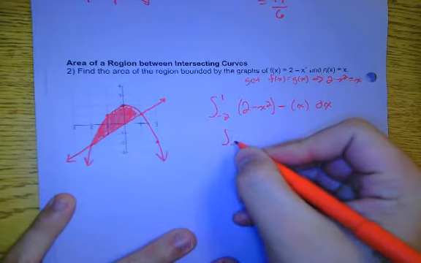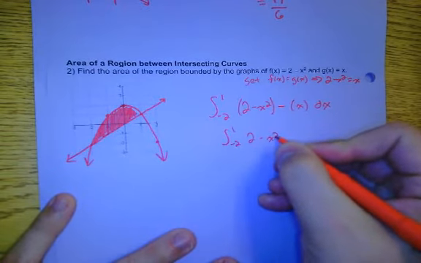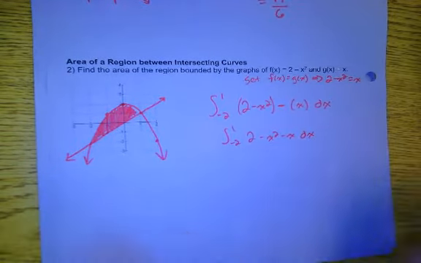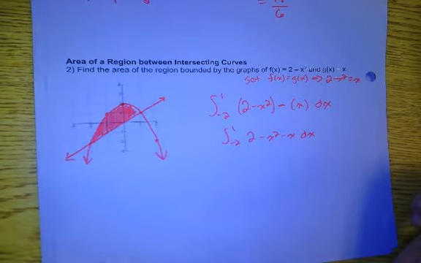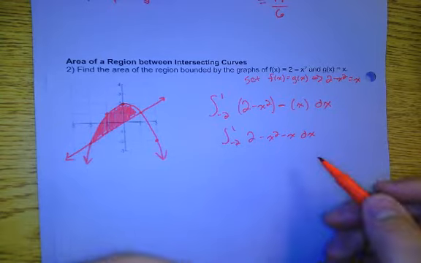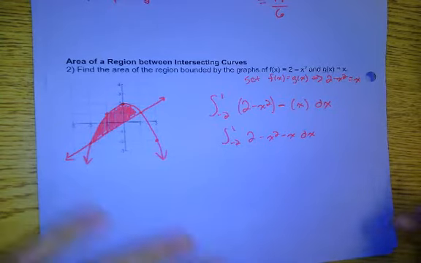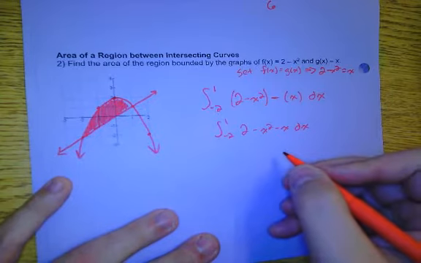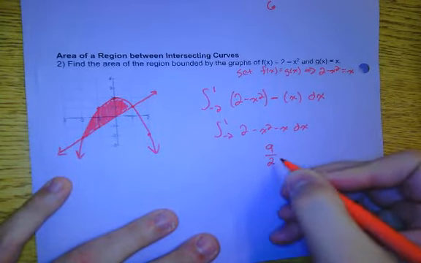So this will be written as the integral from negative 2 to 1 of 2 minus x squared minus x dx. And you want to know the answer? Or you want me to work through it? It's not 23 over 6. It's actually kind of close. It's not over 6. Nothing even gets over 6. It's actually 9/2.